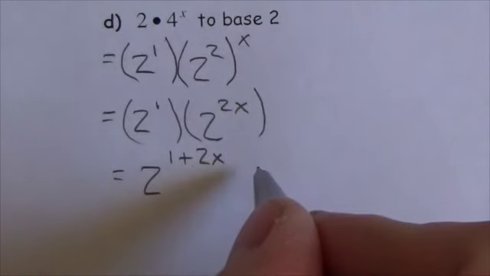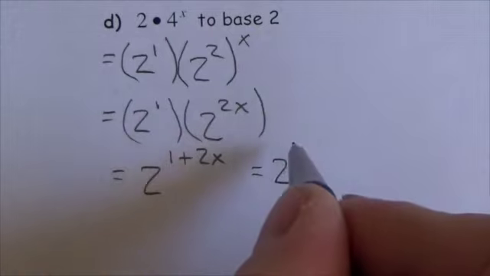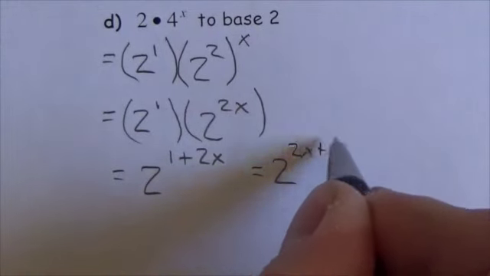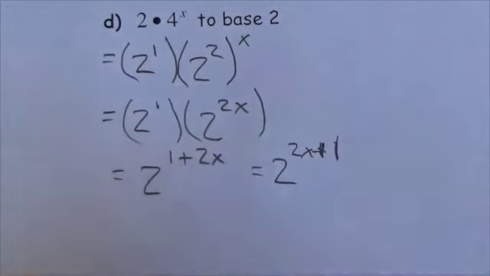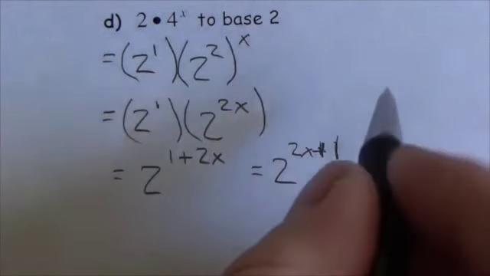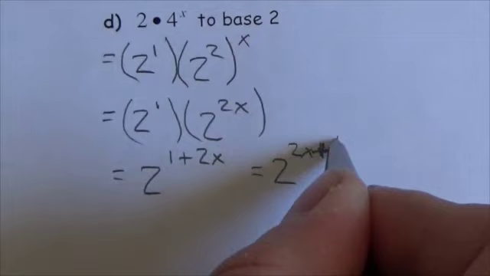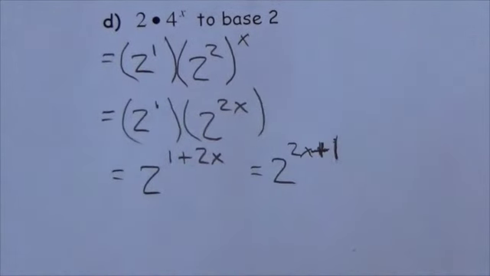And although this is a correct answer, I know a lot of you would say, no, don't write it like that. Write it like that. Yeah, that looks better. So 2 to the 2x plus 1. Sorry, my pencil lead just broke there. There we go. Good.